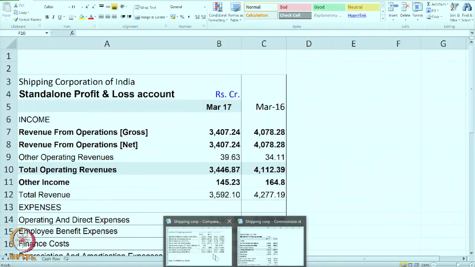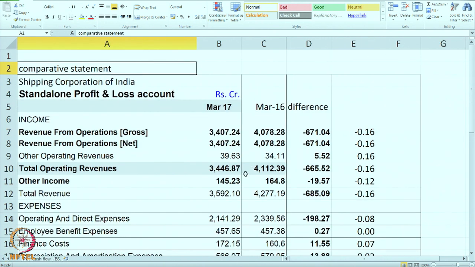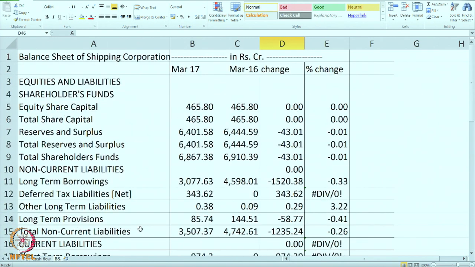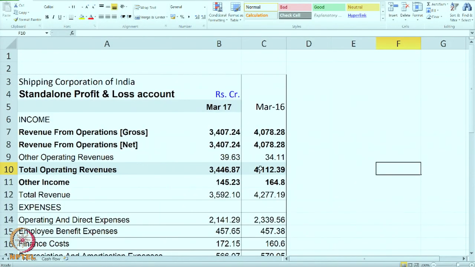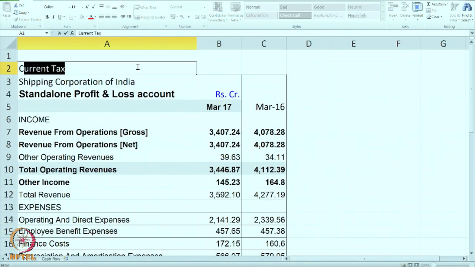I'll just show the comparative statement once more. What we had done was calculate the change and the percentage change for both P&L and balance sheet, and then for the summarized cash flow. Now what we will do is what is known as vertical analysis. It is vertical because, as the name suggests, we compare and calculate figures to a common base. If we want, we can compare the two years' figures, but first we will compare within the year. A statement which we make like this is known as a common size statement.